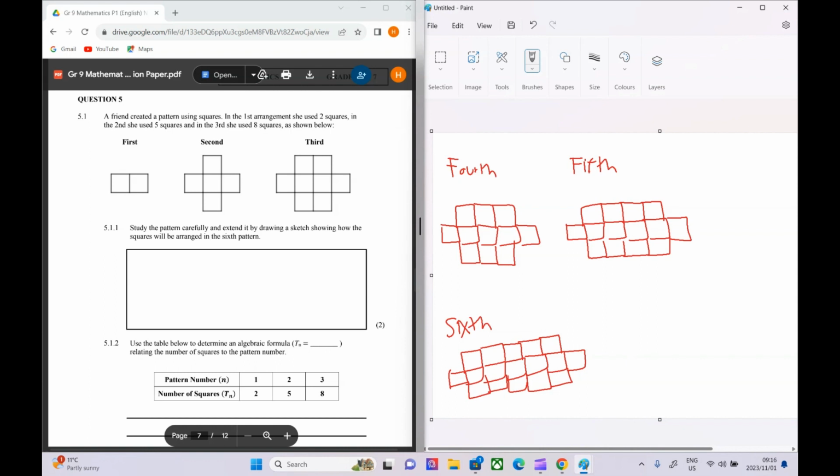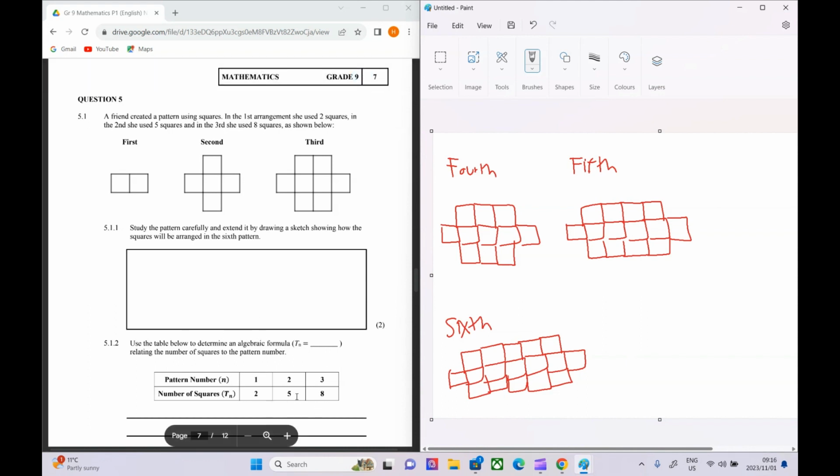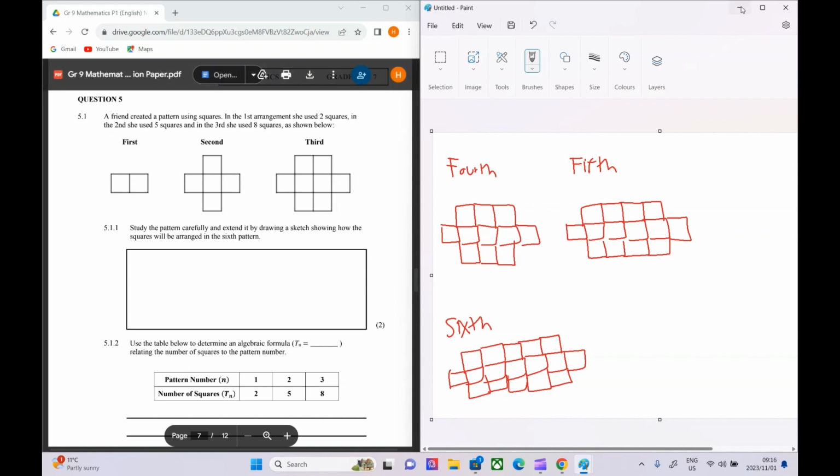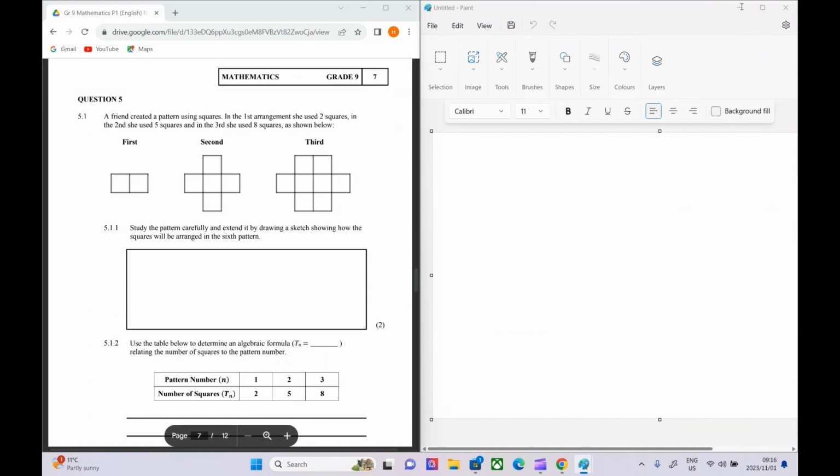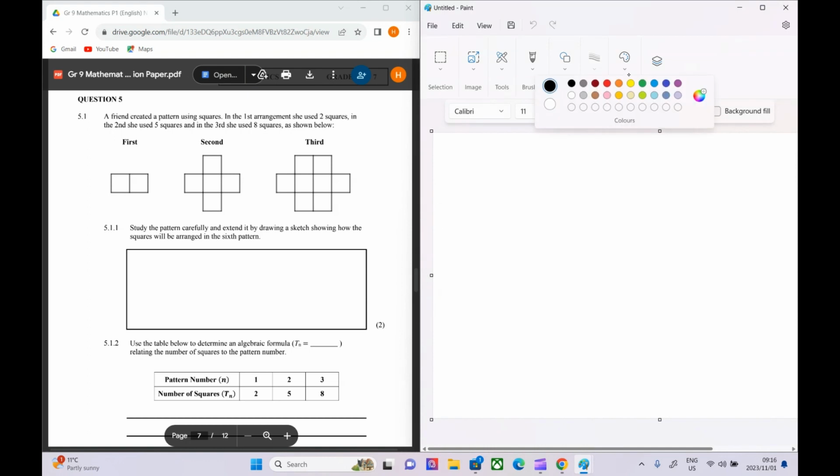If we look at 5.1.2, now we're going to use a table to kind of work this out, and we want to know the formula that defines the sequence. Okay, so let's get some space here. So we can see we've got this pattern number and we've got the number of squares. So let's just get the number of squares. That's what's most important to us for now. Okay, so we've got kind of a sequence like this.